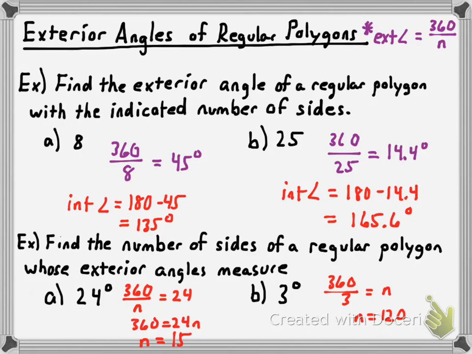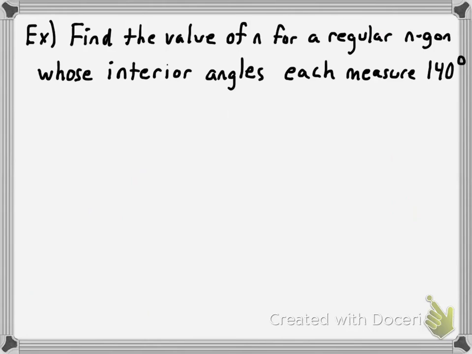One more problem I want to do with exterior angles, and it actually looks like an interior angle question at first, but I want to show you how we can do something that we did with interior angles a little more easily with exterior angles. The problem here says to find the value of n for a regular n-gon whose interior angles each measure 140 degrees. Essentially, then, the same problem that we just looked at, except instead of telling you the measure of each exterior angle, telling you the measure of each interior angle.